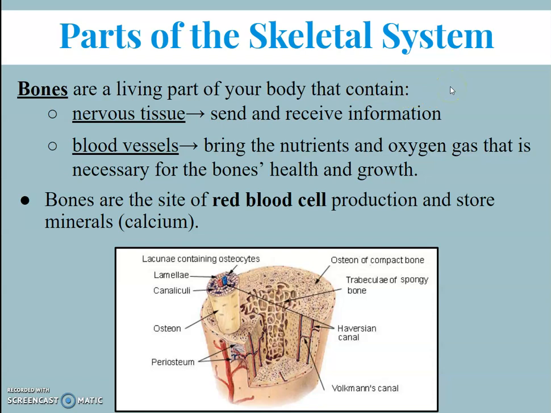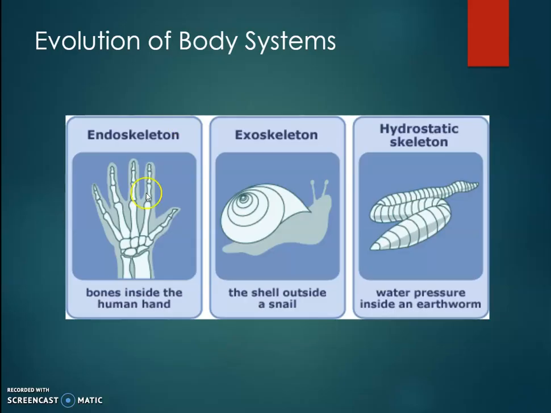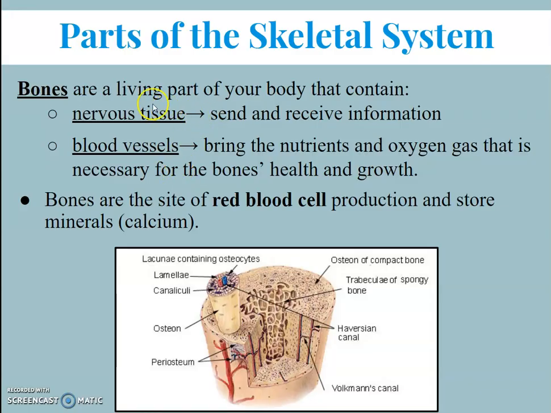Now, what are the different parts of the skeletal system? One major part is bones. It fits in an endoskeleton. These are a living part of our body that contain nervous tissue and blood vessels. Nervous tissue will send and receive information, and then the blood vessels will bring nutrients and oxygen gas that's necessary for the bone's health and growth.